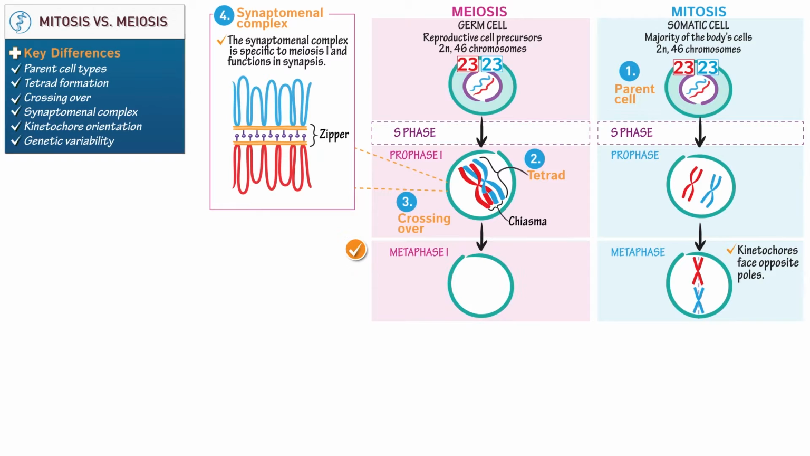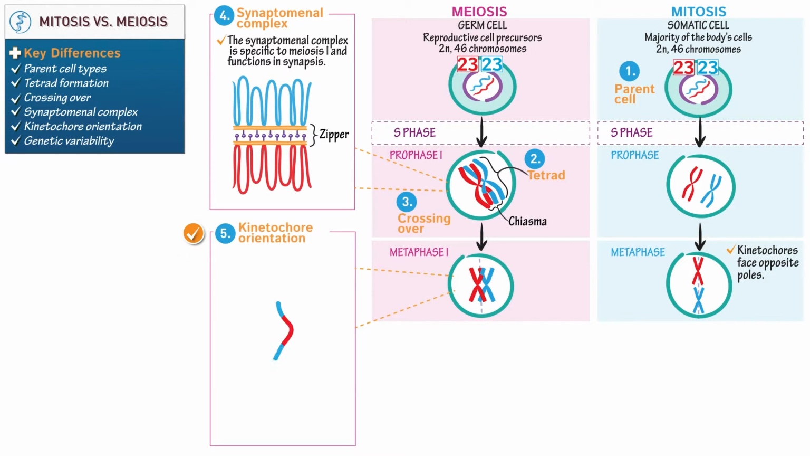Next, draw metaphase of meiosis 1 to illustrate the fifth key difference between these processes. Show that the tetrad aligns on the metaphase plate. Let's take a closer look at this tetrad. Draw the tetrad and include the chiasma. Now draw kinetochores on the outward-facing sides of the homologous pairs.